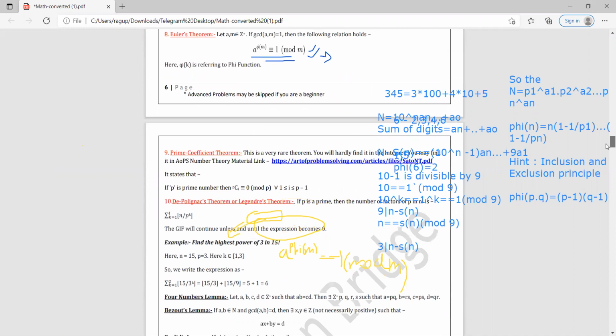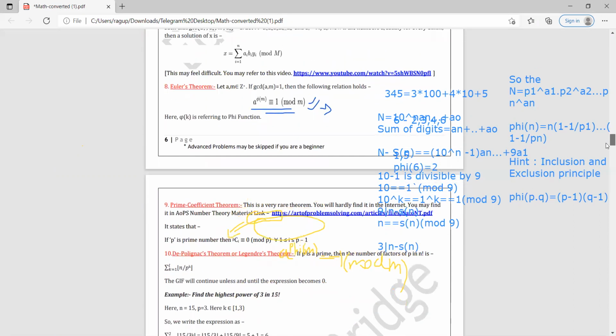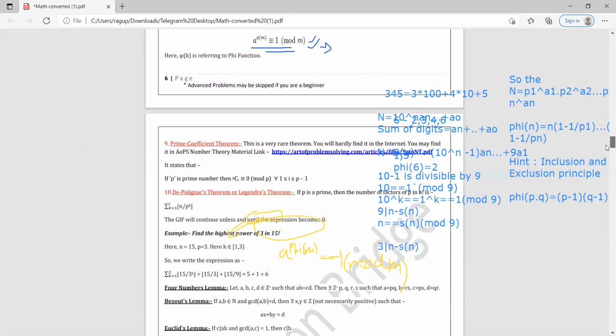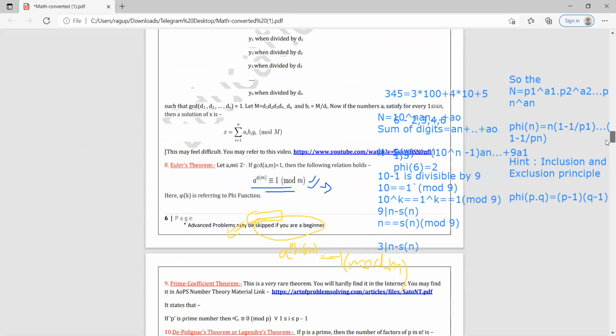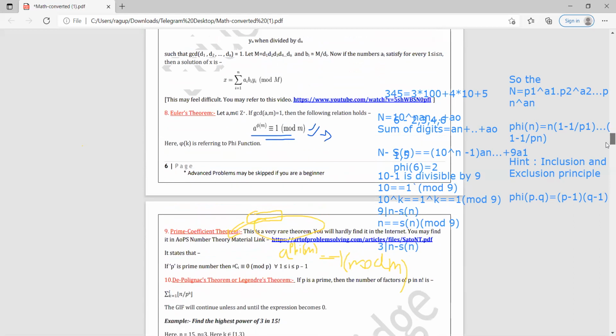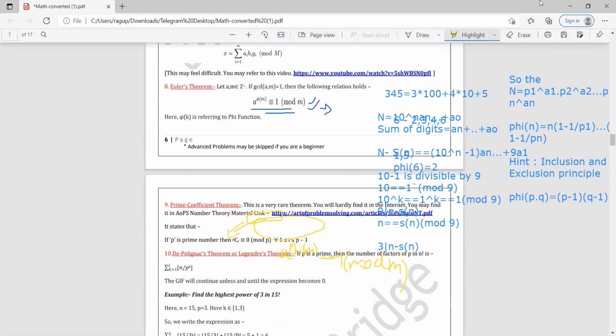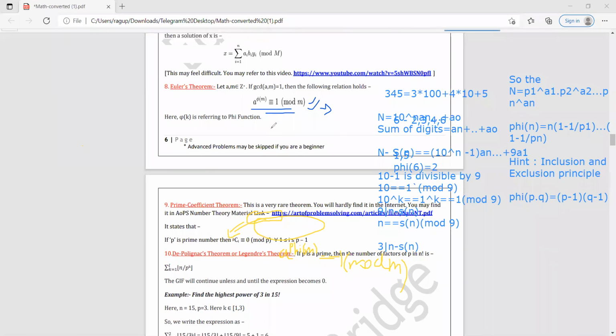So let's move on to our next theorem, which is Legendre's theorem. It is a very important theorem. It always comes in PRM. What is the use of this theorem? For example, we have 15 factorial. To find the power of a prime number in this, it is used. So let's check it out.